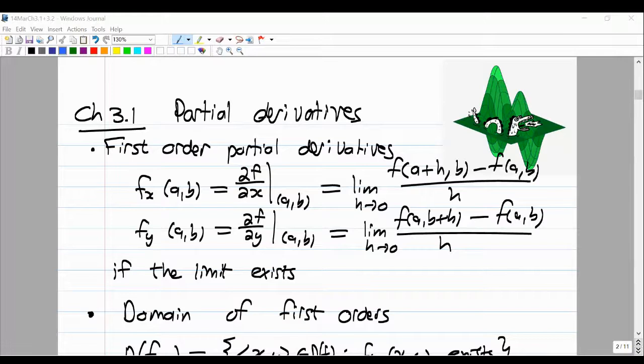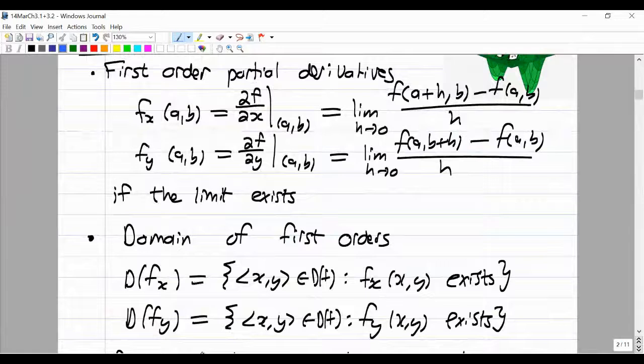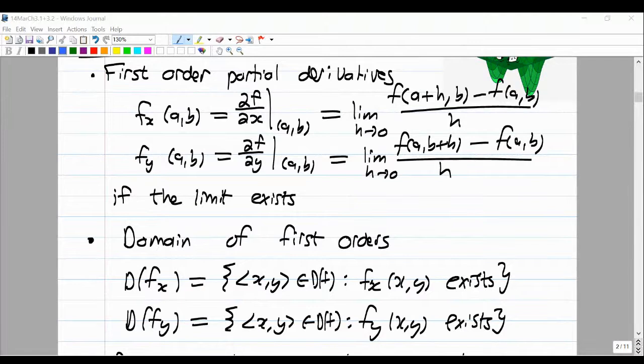Now, there's a very interesting question on Discord. How does the domain of first orders work? And here it is. The domain of f partial x is defined as all of the 2D vectors that are in the domain of f such that f partial x at that point exists. Likewise, the domain of f partial y is defined as all the 2D vectors which are in the domain of f such that f partial y at that point exists. Are there any questions on these definitions? So the first two are the definitions of f partial x and f partial y at a specific point. The next two are the definitions of the domain of first orders. Pretty straightforward, exactly as we expect it to be.